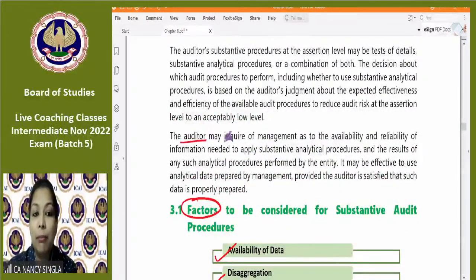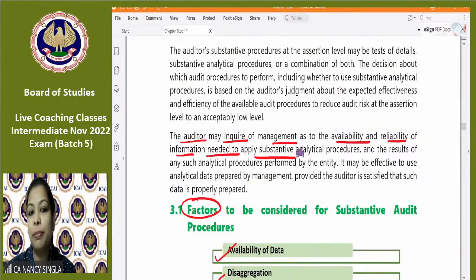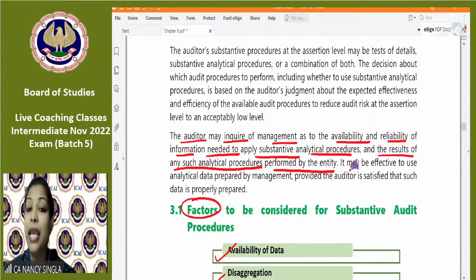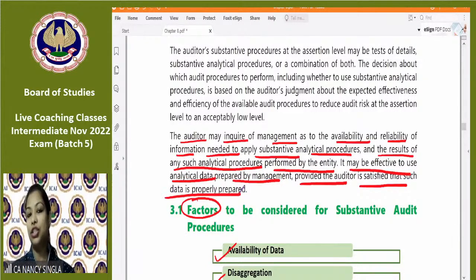See, the auditor may inquire of management as to the availability and reliability of information needed to apply substantive analytical procedures. Auditor may say, management, tell me, is the data available? Who has prepared it? Management says, let's say, that we have also calculated certain ratios. It may be effective to use analytical data prepared by management, provided the auditor is satisfied that such data is properly prepared. And obviously, the auditor applies professional skepticism throughout the audit.